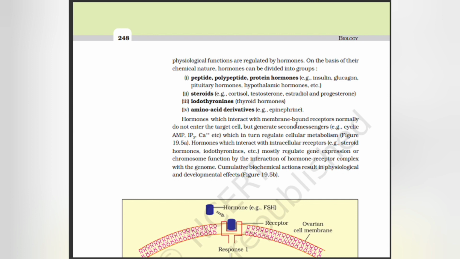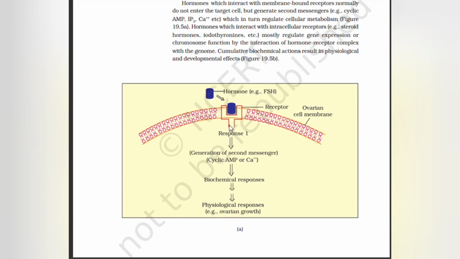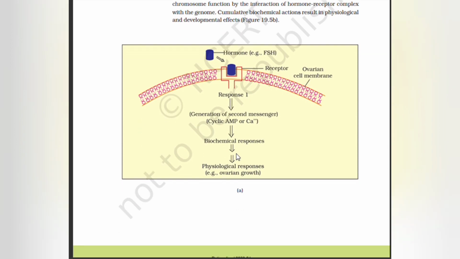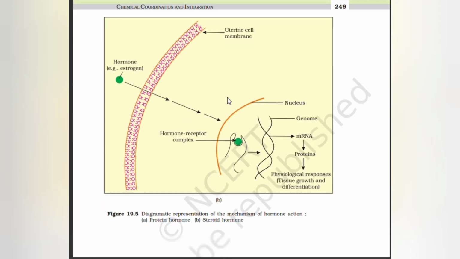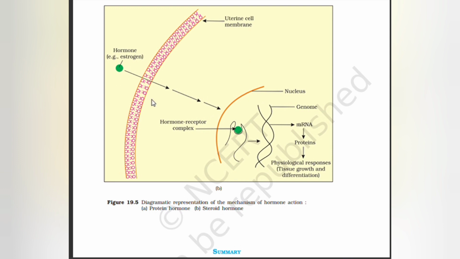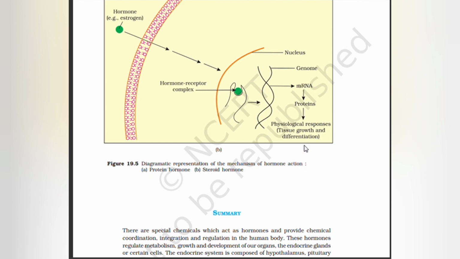Hormones which interact with membrane-bound receptors normally do not enter the target cell but generate second messengers, which in turn regulate cellular metabolism. Hormones which interact with intracellular receptors mostly regulate gene expression or chromosome function by the interaction of hormone-receptor complex with the genome. Cumulative biochemical actions result in physiological and developmental effects. That is, hormone, receptor, generation of second messenger, cyclic AMP or calcium, biochemical process, physiological responses; or cell membrane, hormone-receptor complex, nucleus, genome, mRNA, proteins, physiological response, etc.